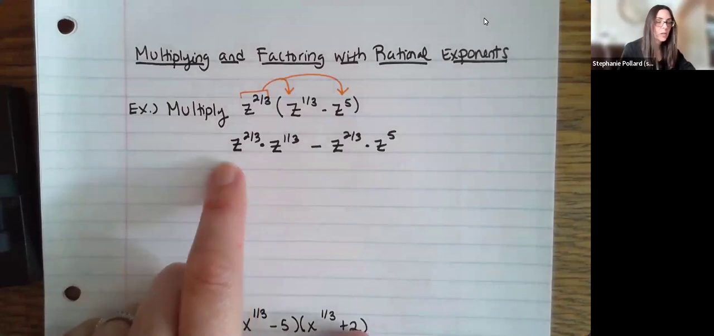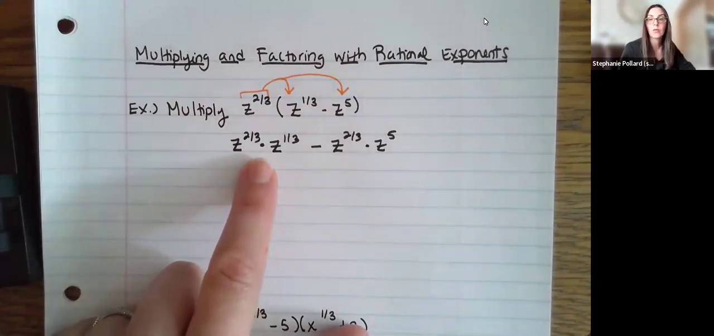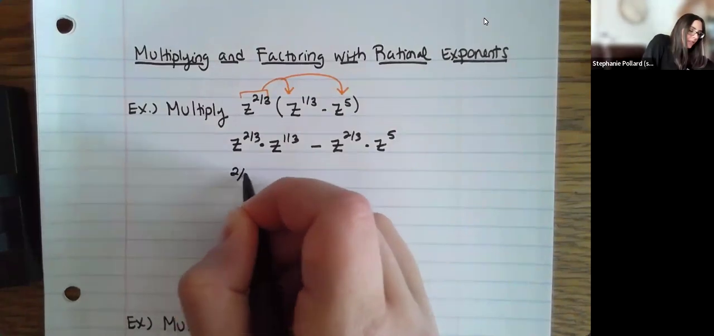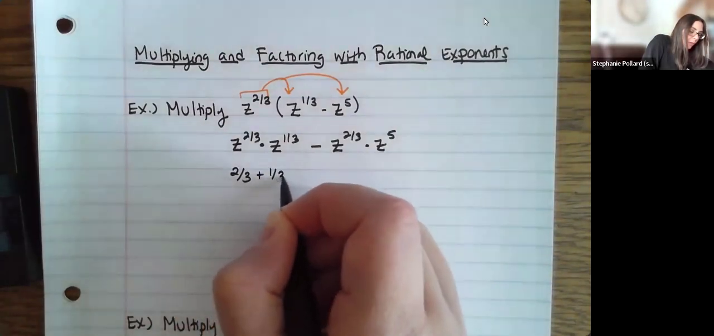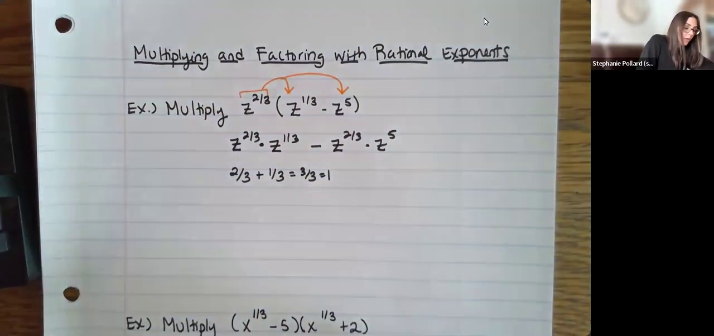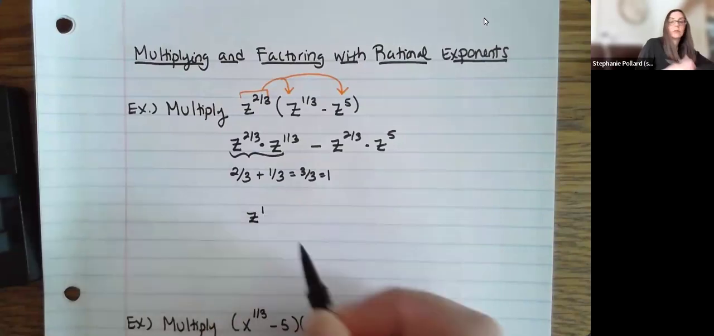Each of these has its own base, right? They're the same base, both z, and we're multiplying. So the rule there is that you add the exponents. Now, if you find it easier, you may want to just do it off to the side. 2/3 and 1/3 would be 3/3, which is just 1. So this piece right here becomes z to the 1st power, or just z.